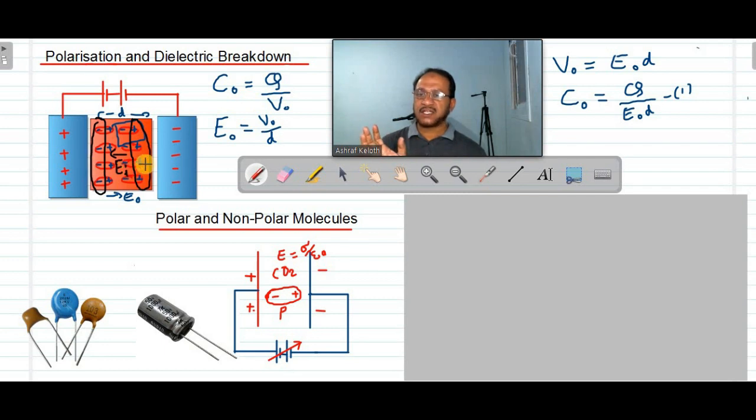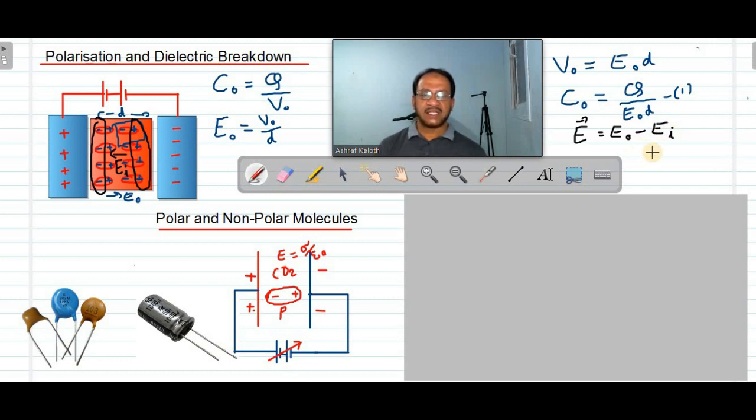So the net electric field between the two plates of the capacitor, what will be that value? If E is the net electric field between the two plates of the capacitor, E is equal to what? E0 minus EI. Very good. It is the difference of the two, that is, the applied electric field E0 minus the induced electric field due to the polarization of the dielectric slab.